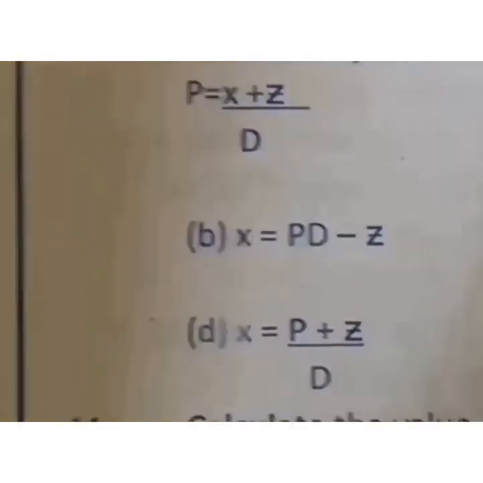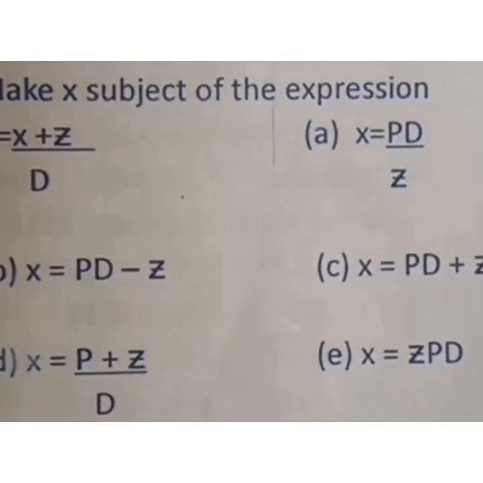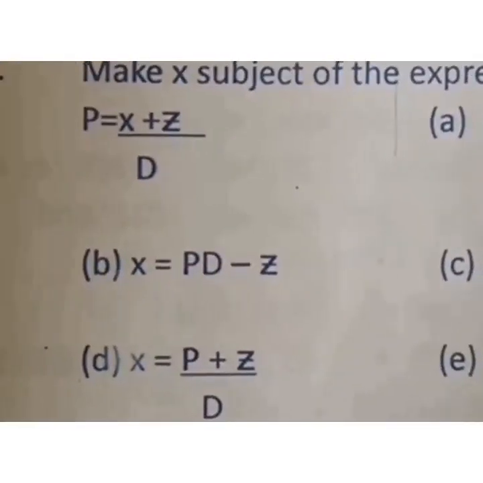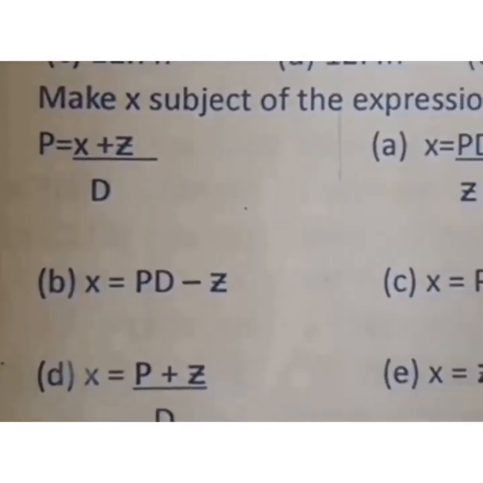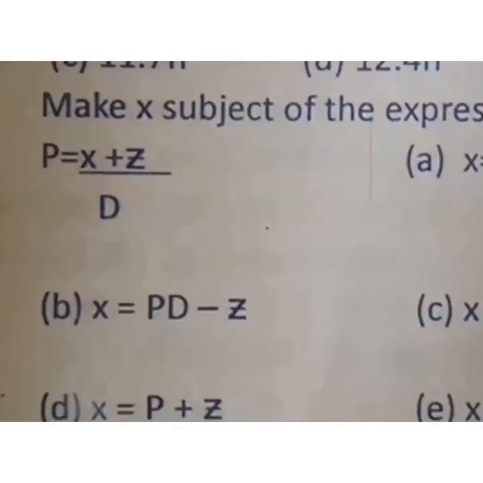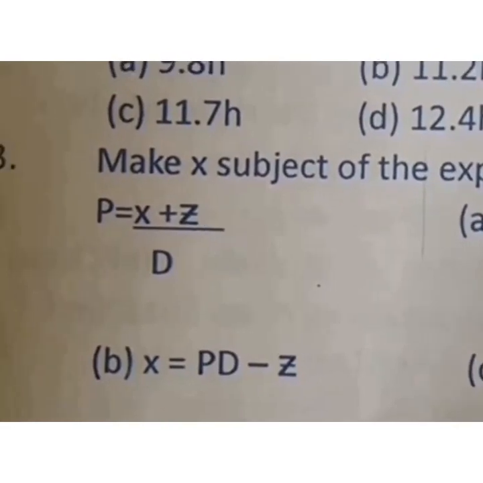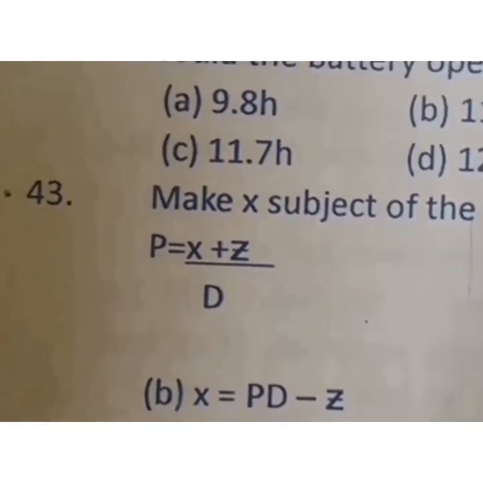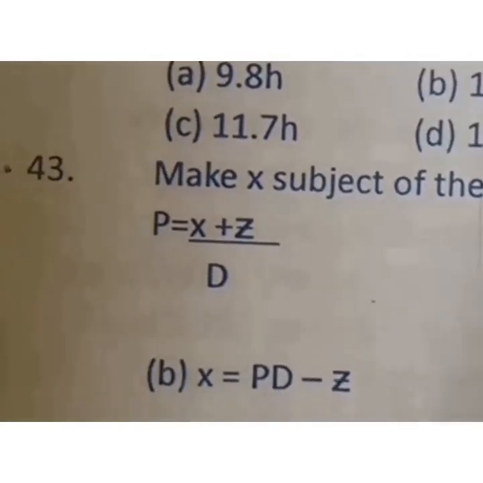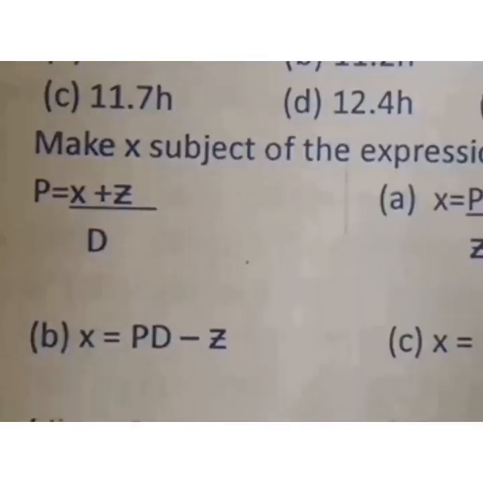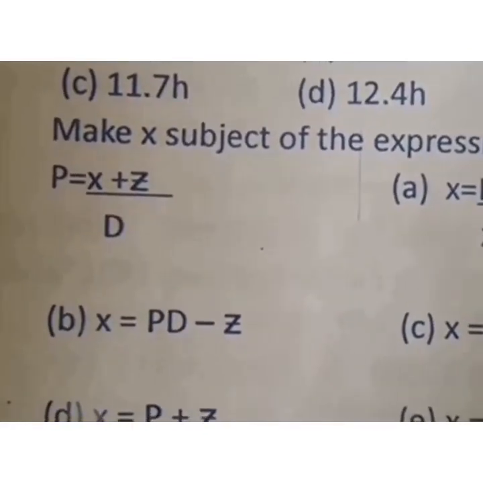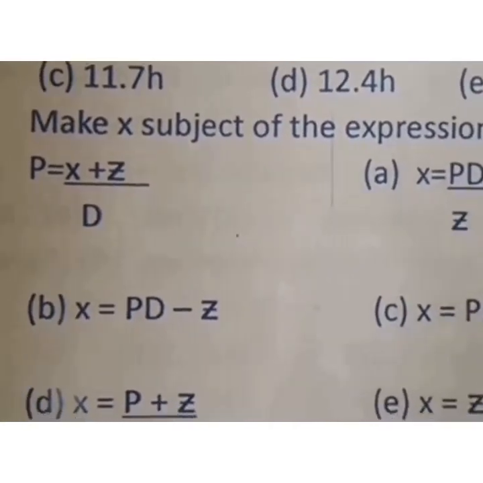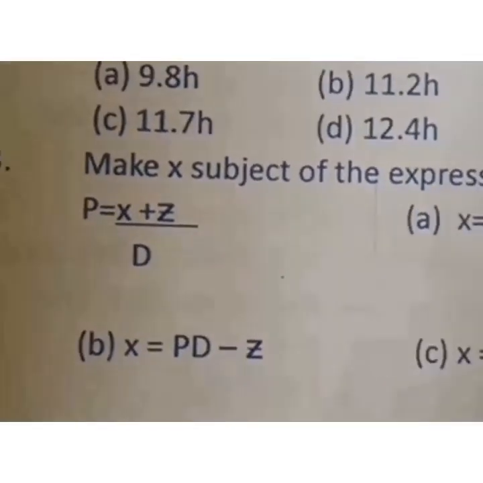Next question, question number 43. Question number 43 is actually from change of subject formula. So you have P equals X plus Z all over D. Now the question says make S subject of the expression. Just make S subject of formula. That is just what the question is saying. So let's go ahead and do that.